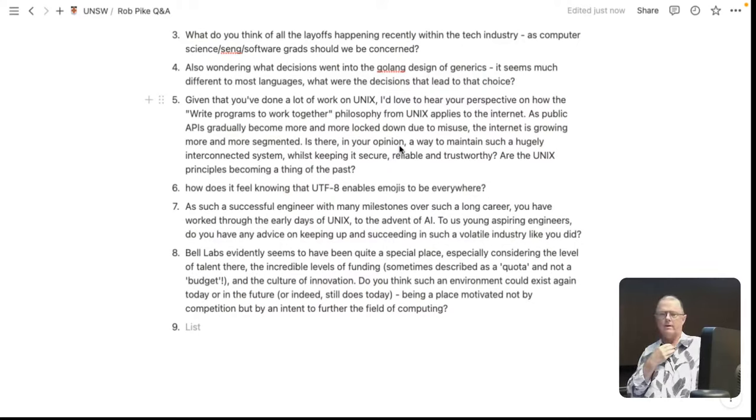I think they kind of already are, but I also disagree with the premise of your question. I don't think it's locked down. I also don't think it ever worked properly. It's not like it's going downhill. There are plenty of public APIs that are really important.